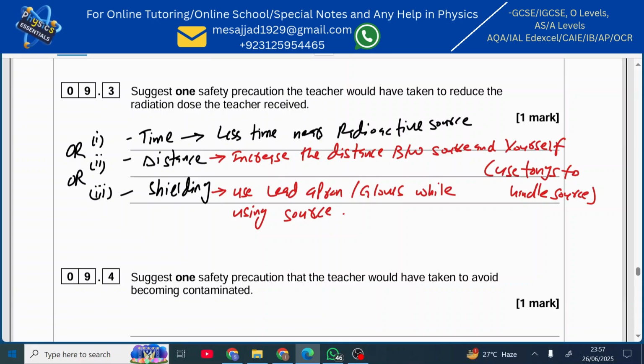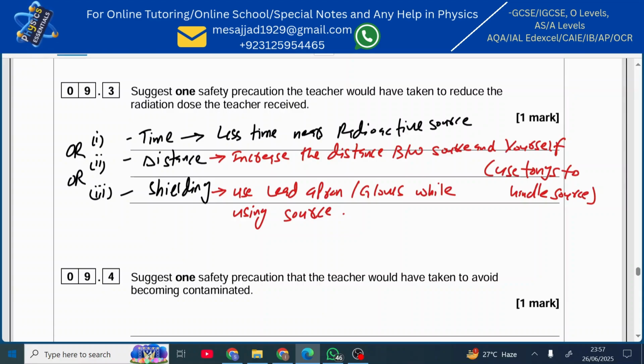Tongs means something that holds the source. It is like a specific type of equipment. We call it tong. Okay, it's like a big stick. And the shielding, use a lead apron. Lead is a metal which blocks all the gammas. So in hospitals and where people use radiation, they always wear lead coats and lead gloves and lead goggles to protect their eyes, their hands, and their body from radiation exposure.